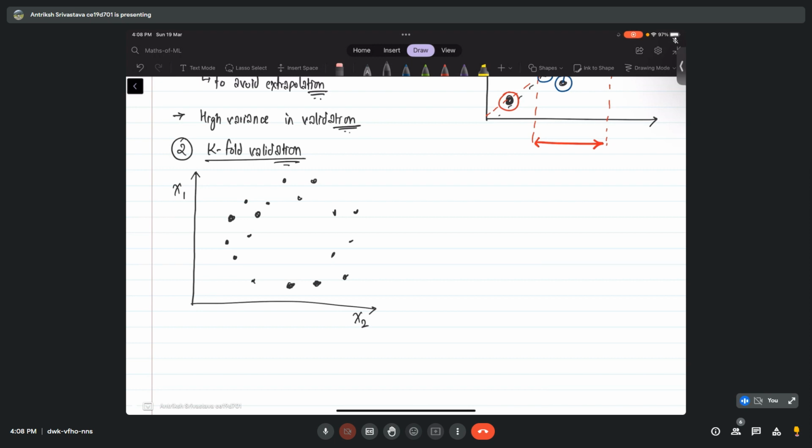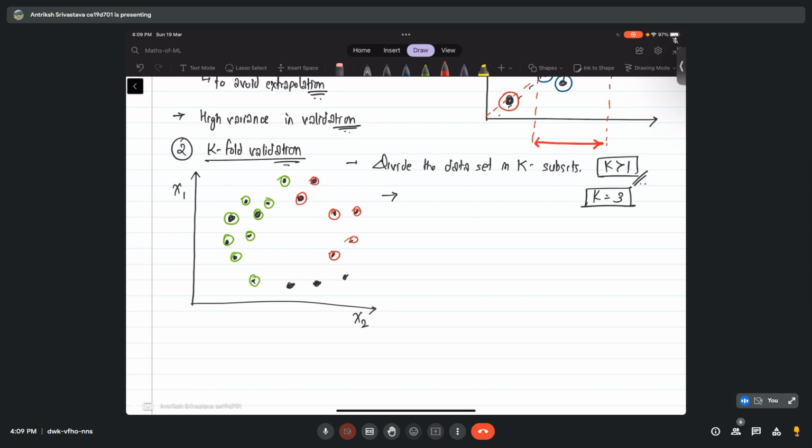Now the k-fold says that you divide this data set into k subsets, where k is greater than 1. Now let's say our k is 3. Then we have to divide this data set into 3 subsets. So one is green, one is red, and let's say one is this blue.